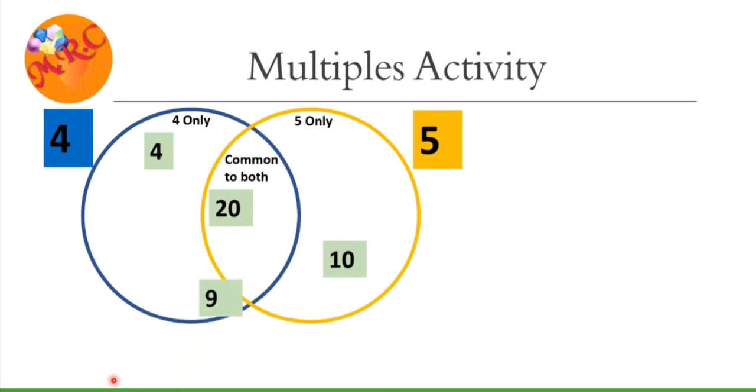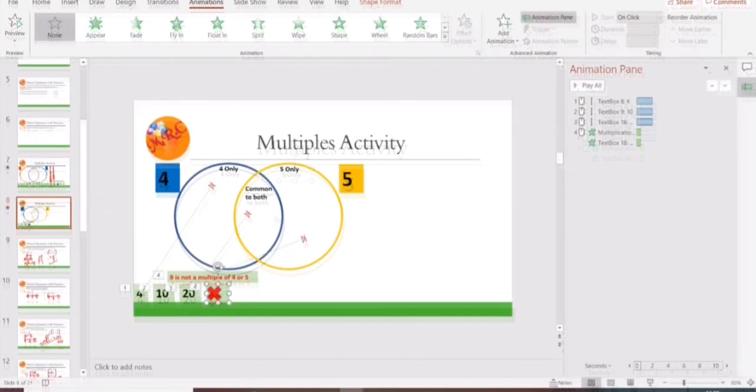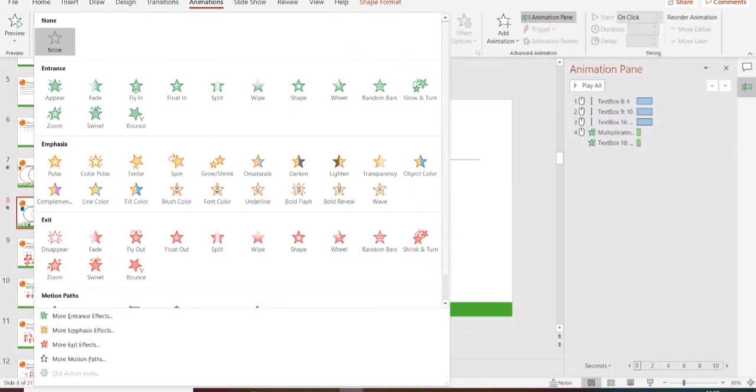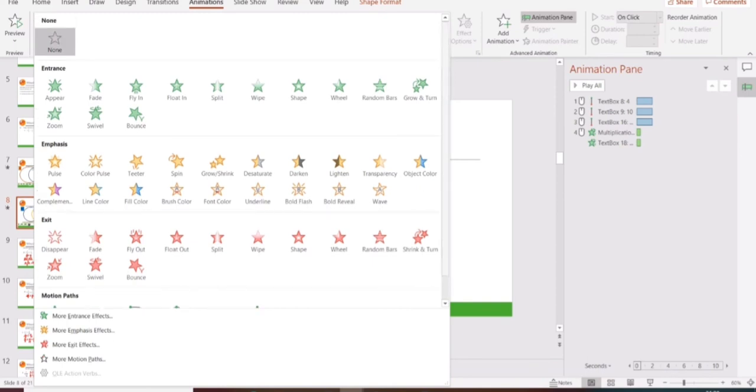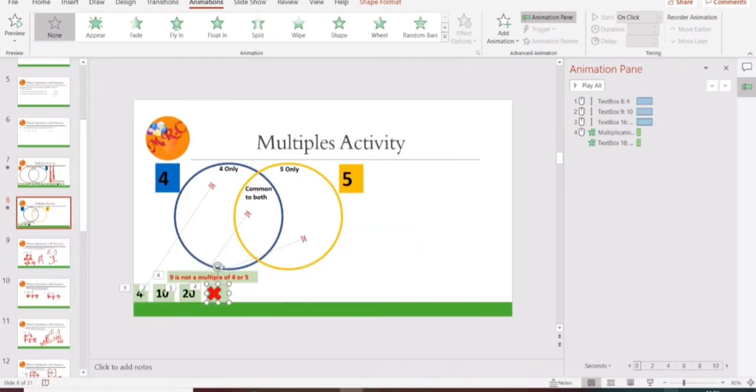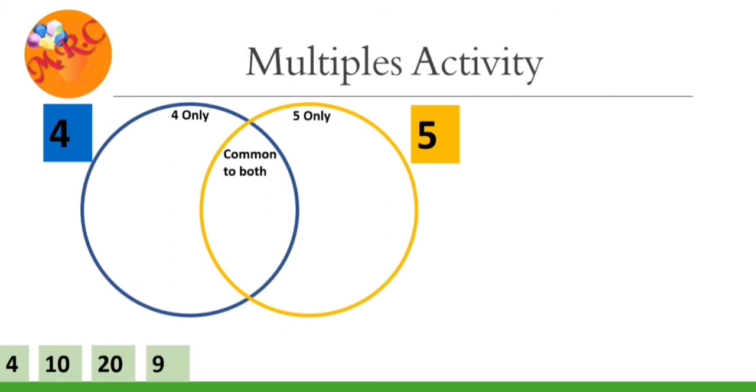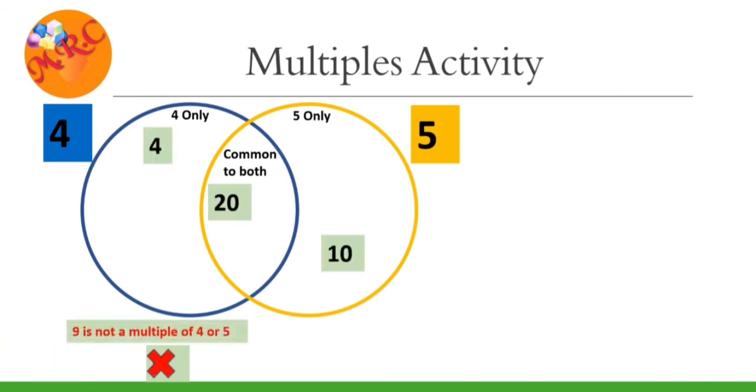And then the 9, oh, the 9 was animated as a line path. So we change it from motion path lines here to none. And we're going to see what happens this time. Just go through it. All right, good. So when we come to 9, the X comes up and it says 9 is not a multiple of 4 or 5. Well done.